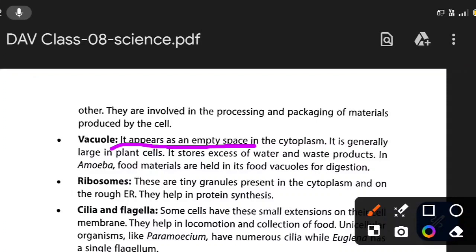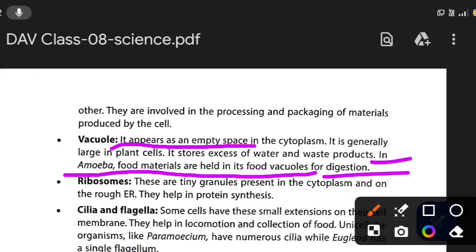In amoeba, food materials are held in its food vacuole for digestion. You know, in case of amoeba, it possesses two types of vacuoles. One is food vacuole and another is water vacuole. The food vacuole helps in digestion, while the water vacuole contains or holds water.